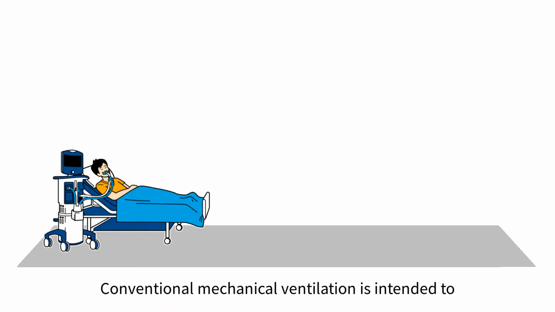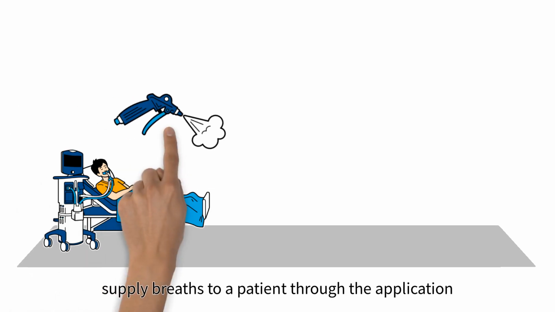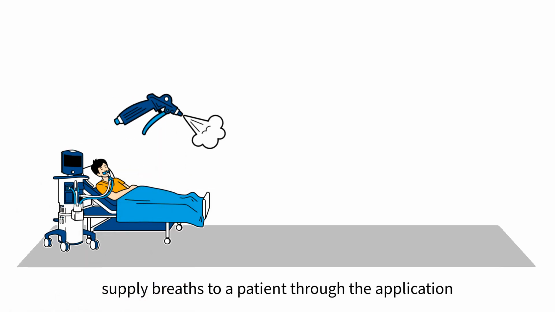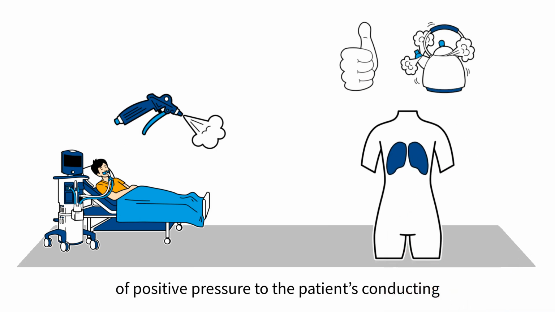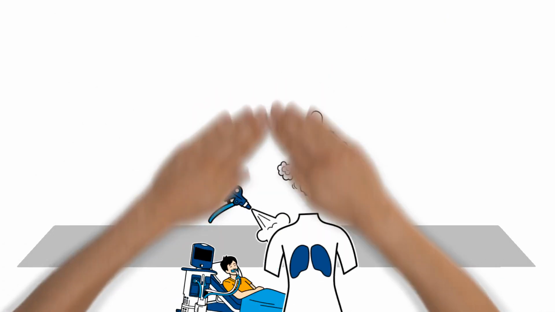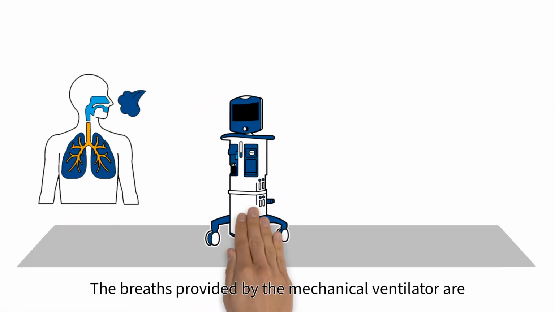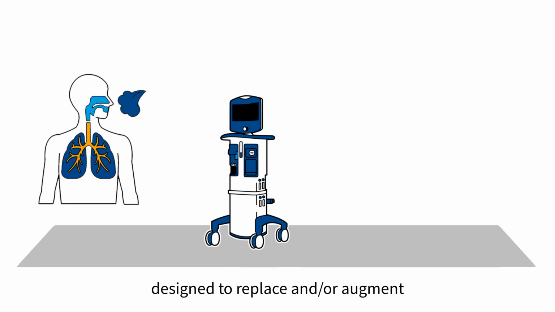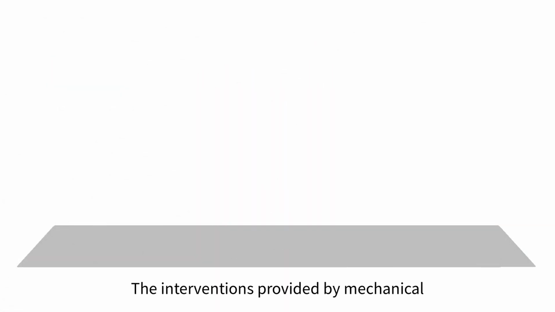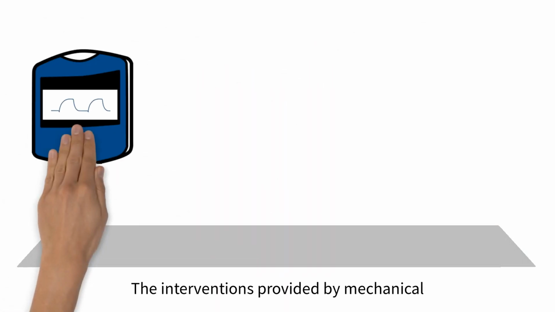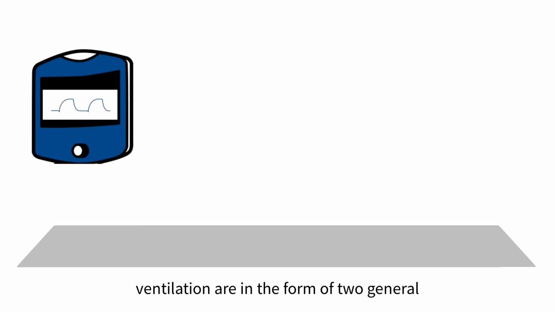Conventional mechanical ventilation is intended to supply breaths to a patient through the application of positive pressure to the patient's conducting pulmonary airways and inflatable lung tissues. The breaths provided by the mechanical ventilator are designed to replace and/or augment the patient's normal, spontaneous breathing. The interventions provided by mechanical ventilation are in the form of two general types of breaths.